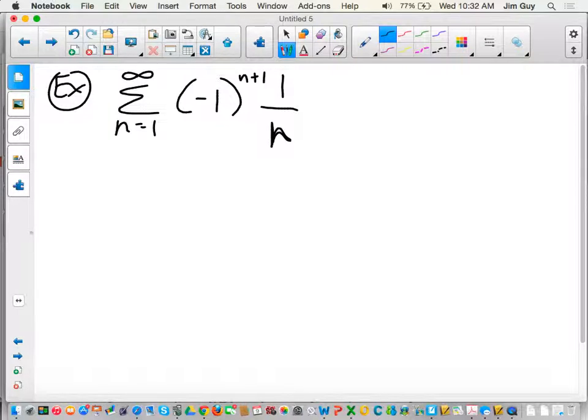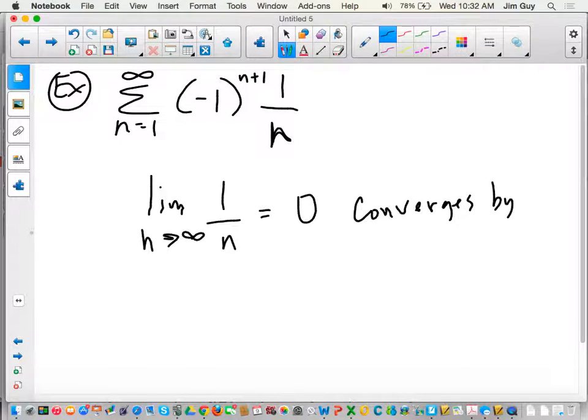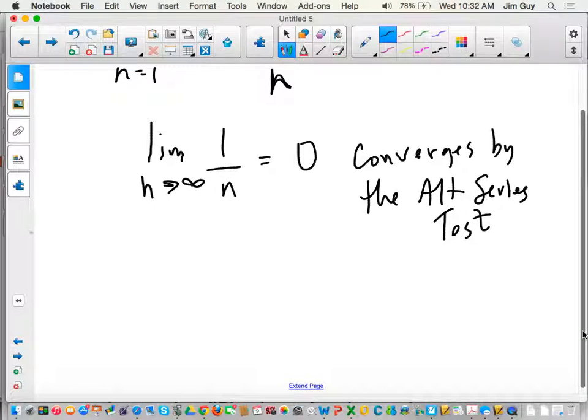First one. Right away, we notice, yeah, this is alternating for sure. So we're going to cover up this stuff over here, the (-1) and the n+1. That's what causes it to alternate. And we're going to take the limit of whatever is left over. So it's the limit as n approaches infinity of 1 over n. What is that? 0. 1 over infinity is indeed 0. So what does this tell us? Converges by the alternating series test. Okay? A very similar problem to that.